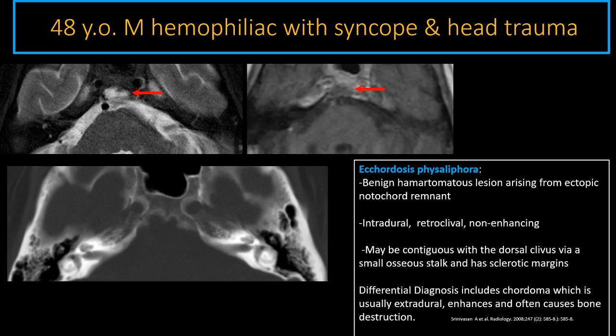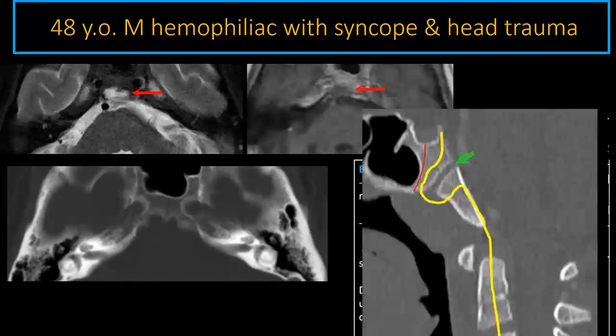And this is an example of ecchordosis physaliphora, which is a benign hamartomatous lesion arising from ectopic notochord remnant. These are typically located along the dorsal margin of the clivus, are non-enhancing and most often intradural. You may see a small osseous stalk contiguous with the dorsal margin of the clivus, as we see here. The differential diagnosis primarily includes chordoma, though this is usually extradural, enhances, and usually has bony destruction associated with it.